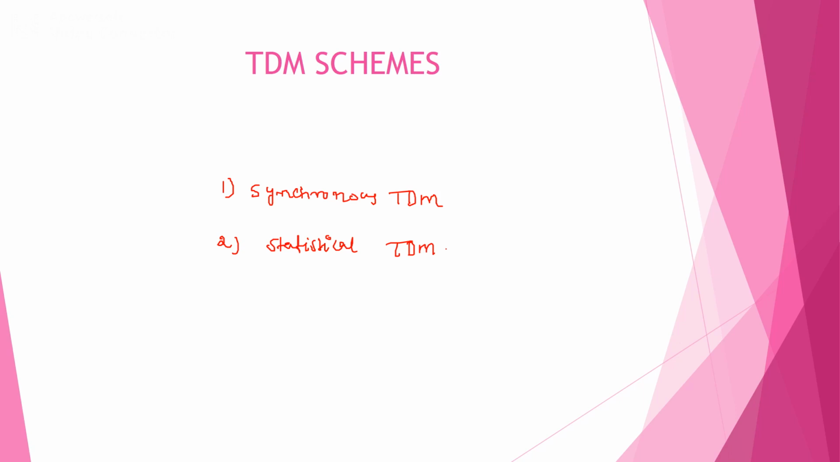slot even if there is no data to send. In the case of synchronous TDM, we need to allot the slots even if there is no data to send. But in the case of statistical TDM, we have to check whether there is input data which is to be transmitted. So if there is data, then only we can allot the slots.